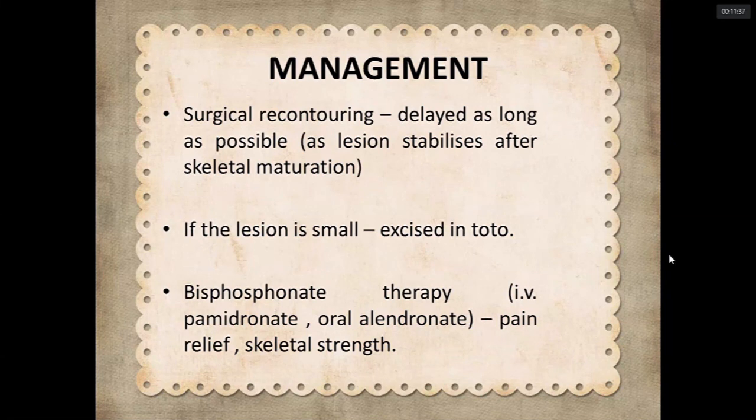Lastly, the management of fibrous dysplasia. If the lesion is small, the lesion can be excised in toto. That means excisional biopsy can be done. But if the lesion is larger, then we can go for surgical recontouring, but it should be delayed as long as possible, as the lesion can stabilize after the skeletal maturation. So we need to wait until the skeletal maturation takes place, and if the lesion stabilizes, there is no treatment required. But if the lesion does not stabilize, then we can go for surgical recontouring.